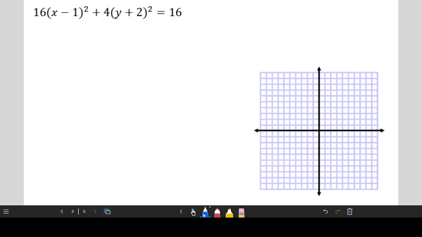All right, for this one, the right side is not 1 again, so we need to divide by 16. Since we're doing that on the right, we have to divide every term on the left by 16 as well. Now for the first term, we have 16 over 16, which is 1. And then we have 4 over 16, which is 1/4.